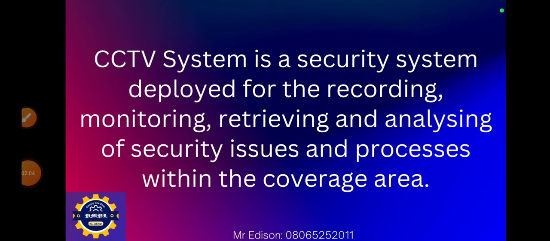CCTV is a security system deployed for the recording, monitoring, retrieving, and analyzing of security issues and processes within the coverage area. Now, the main purpose of CCTV is to provide security, but we can also use it for monitoring of processes in factories, in production plants, and so on. So it does not only record, we use it to monitor.